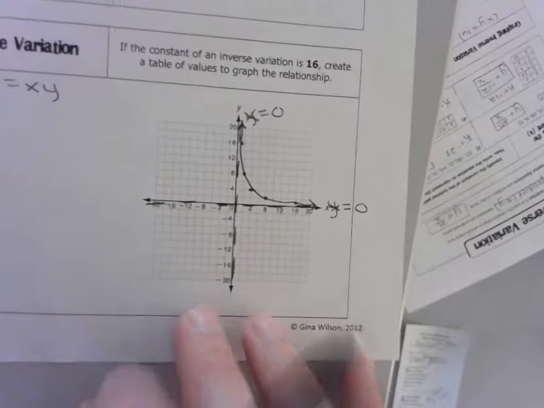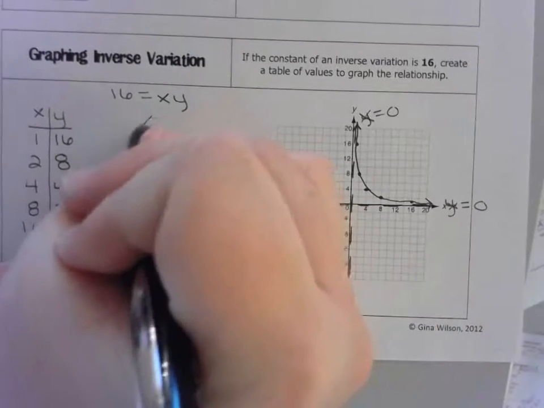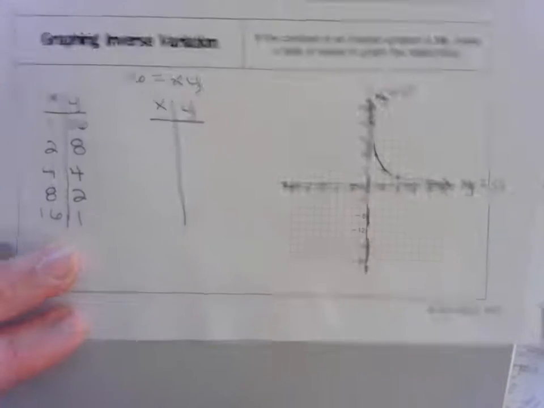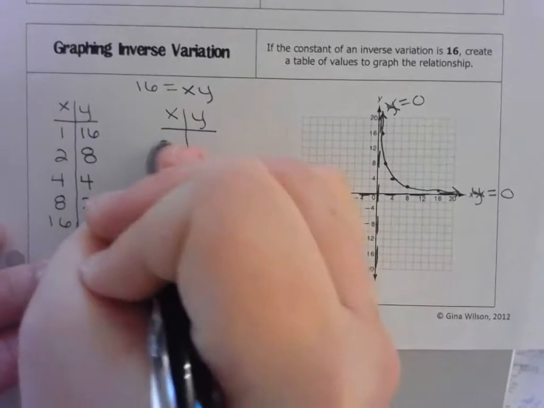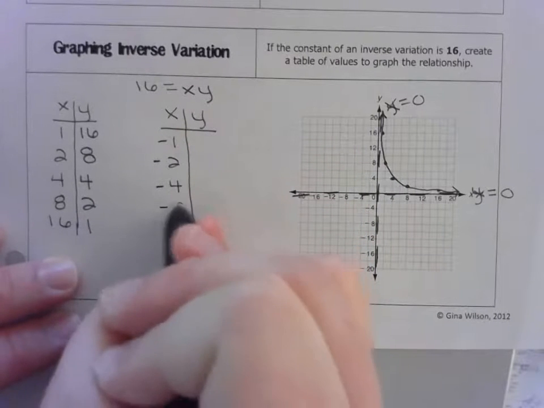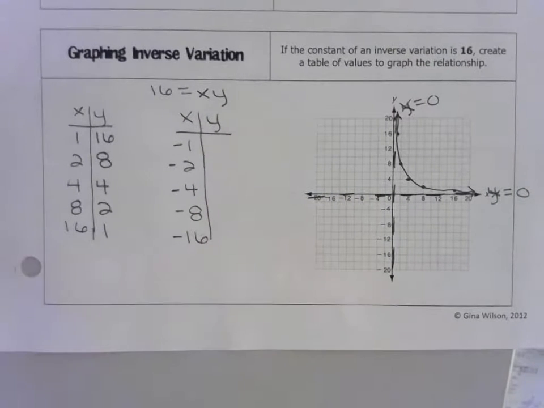Now, there's another side to this we have to think about as well. We have to think about my negative x values. So you're going to make 2 t-charts, and your second t-chart is going to be negative x values. Negative 1, negative 2, negative 4, negative 8, negative 16. So one t-chart will be positive x values, one will be negative x values. Let me know if you need help with this. I know it's kind of weird, but you guys can do this.